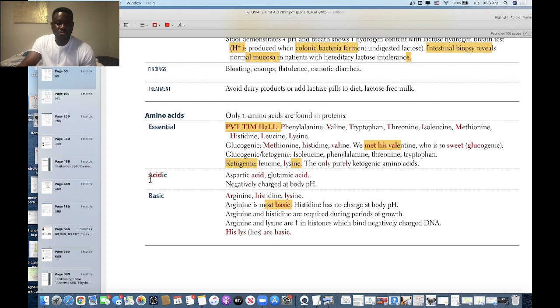So the acidic ones are aspartate, as we said, the names are aspartic acid, right? And then glutamic acid. Their names even suggest that they are acidic. So they are very simple: glutamic acid and aspartic acid. They are the acidic ones. His Lys Arg, 'his lies are basic,' is a mnemonic for the basic amino acids. But in the body, histidine, even though it's basic, is not going to be basic at body pH.